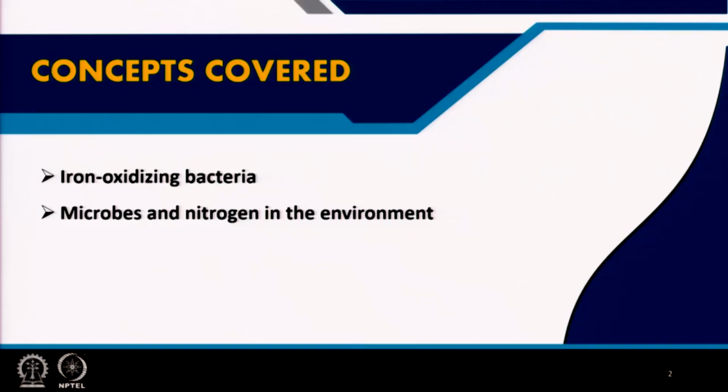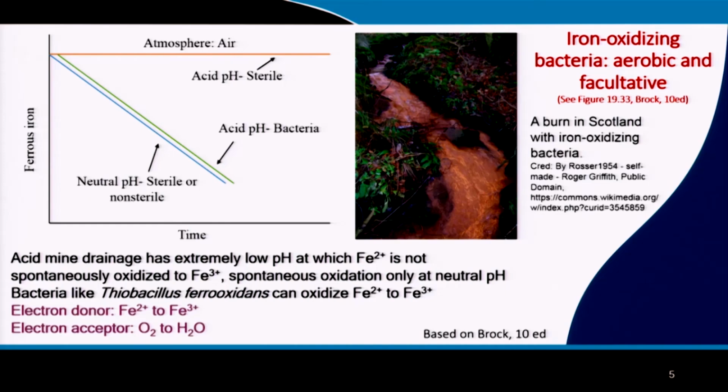So in the last lecture of module 11, we're going to take a look at two other groups of bacteria. The first one is iron oxidizing bacteria and the second one is the group of bacteria that are involved in the nitrogen cycle. We now come to another group of bacteria which is called iron oxidizing bacteria.